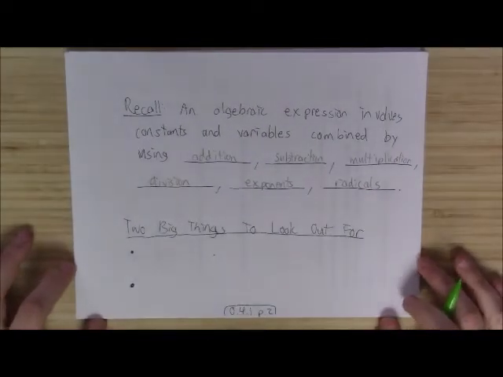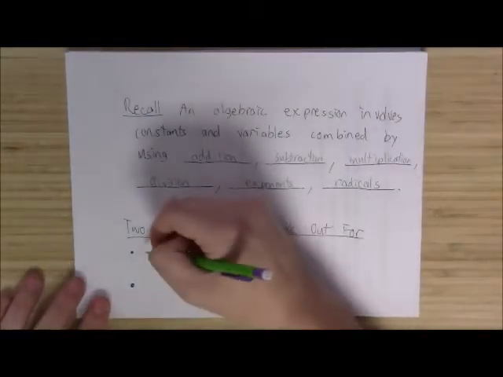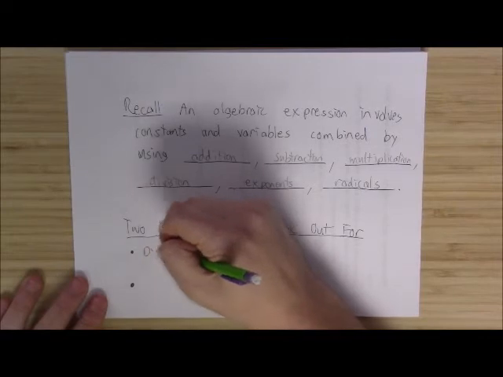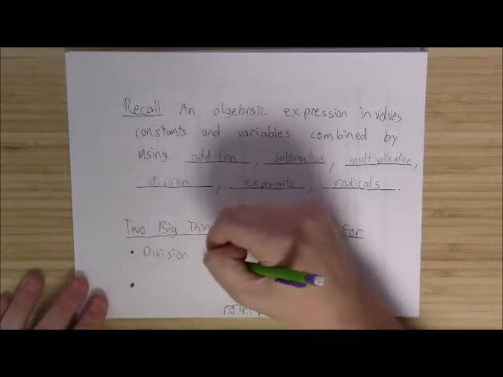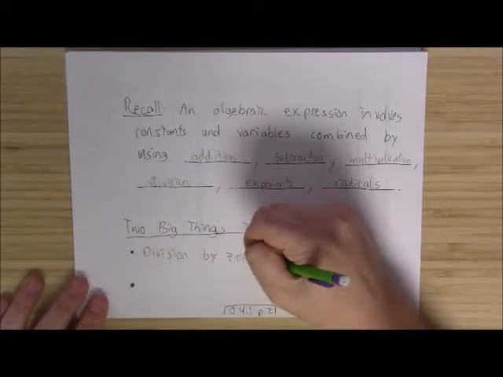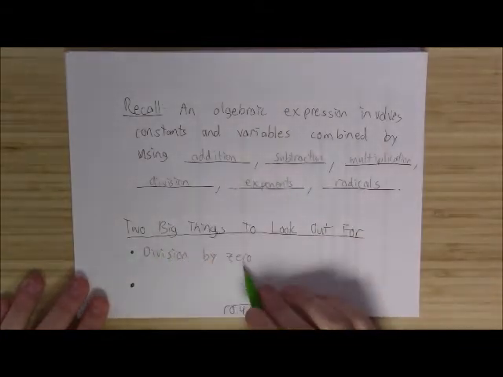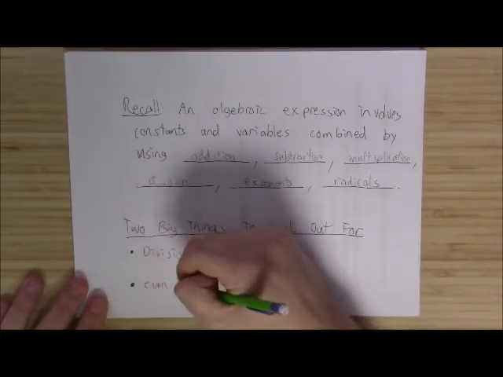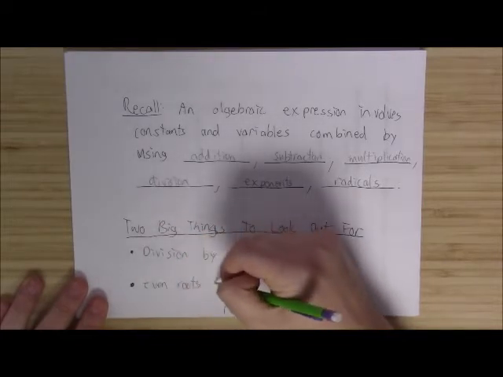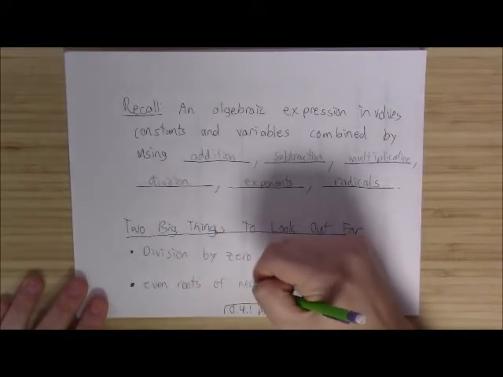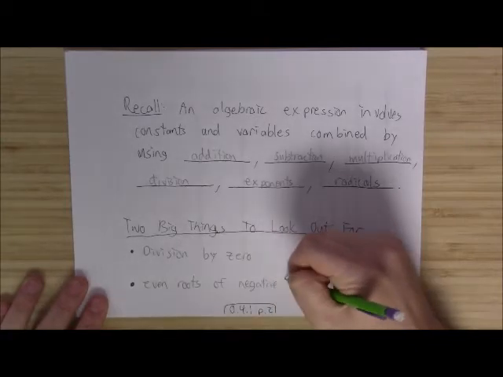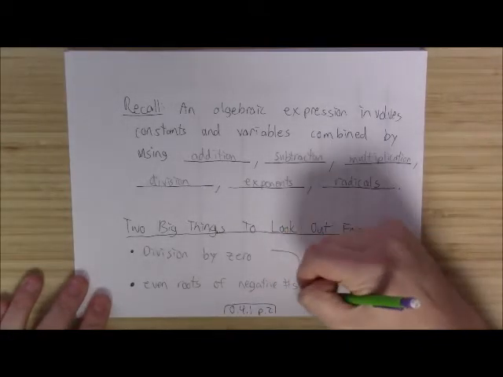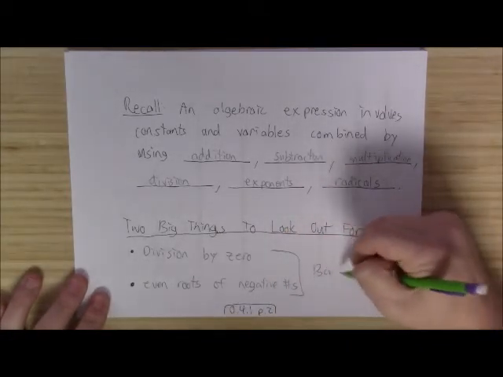As such, when it comes to the domain, there are really two things to look out for that could go wrong. The first thing is division by 0. And the other thing to look out for is even roots of negative numbers. The reason is that both of these are bad.